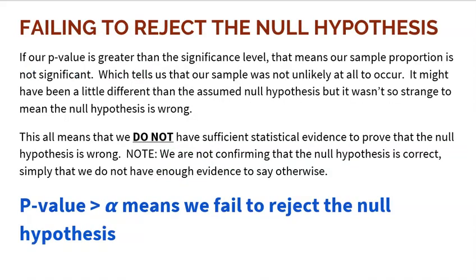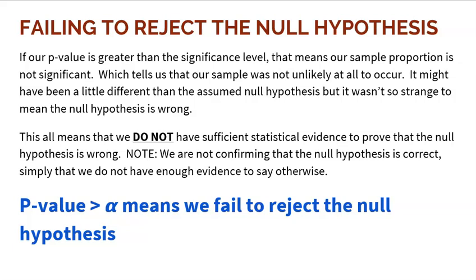Now, the flip side of this is that you could fail to reject the null hypothesis. This happens when our p-value is greater than the significance level. This means that our sample proportion is not significant. Well, that means it's pretty normal, which tells us that our sample was not unlikely to occur at all. It might have been a little different than the assumed null hypothesis, but it wasn't so strange to mean that the null hypothesis is wrong.